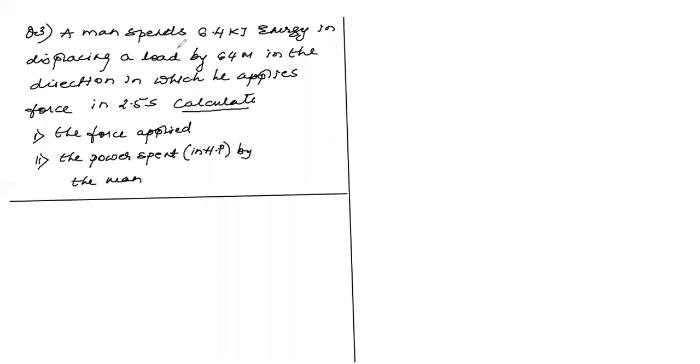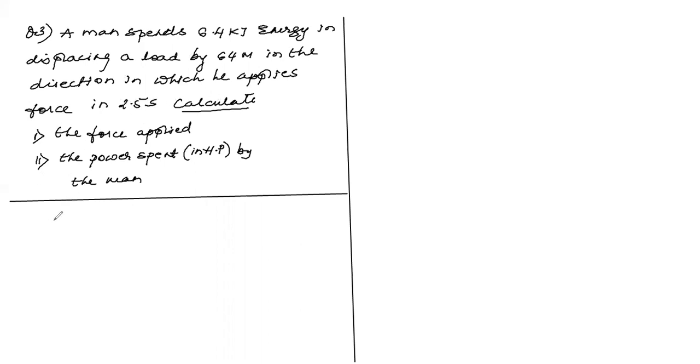A man spends 6.4 kilojoules. Matlab, he does work, energy. A man spends energy, matlab he has done that much work. So the man spends 6.4 kilojoules of energy, matlab he has worked 6.4 kilojoules, in displacing a load by 64 meter in the direction in which he applies force in 2.5 seconds. Calculate the force applied.